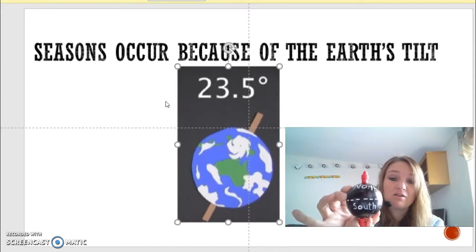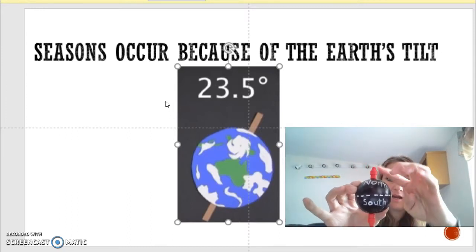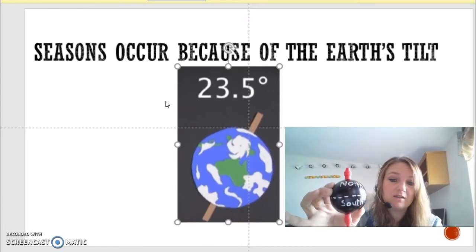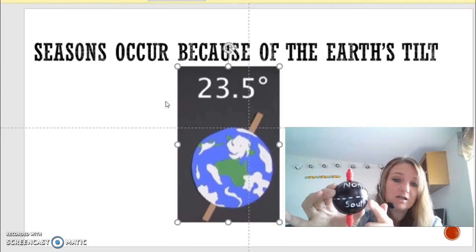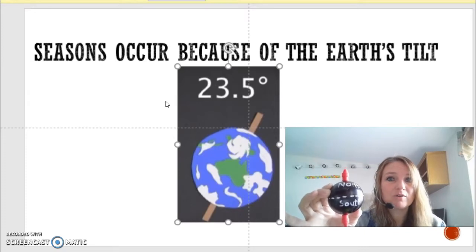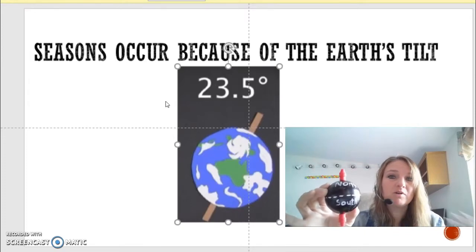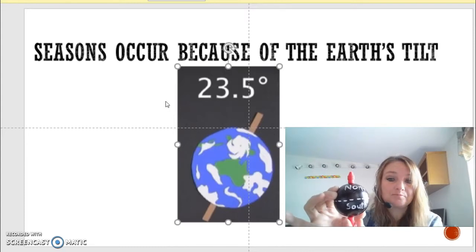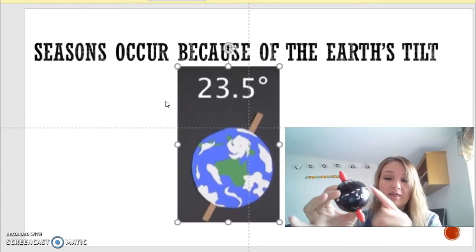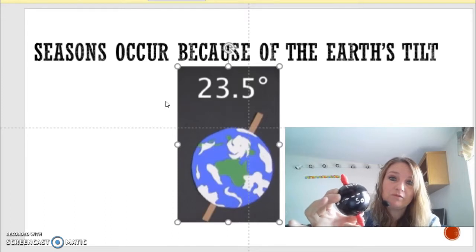And if the Earth was sitting straight up and down on its axis, we can see that the Earth would get the sun in equal proportions, right? Everybody would get the same amount of sun. And if that was the case, then everybody would have the same seasons because we're getting the same amount of sun. But because the Earth is tilted at 23.5 degrees, the sun kind of moves, right?